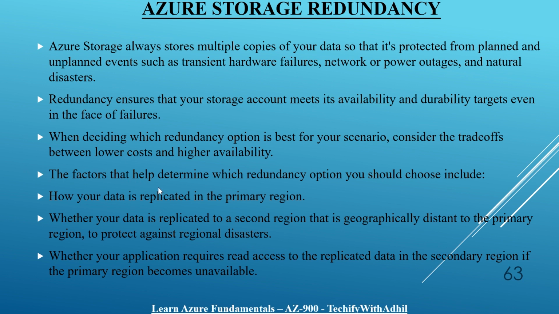So the factors that help determine which redundancy option you should choose include how your data is replicated in the primary region. This is one of the important factors. The next factor is whether your data is replicated to a secondary region that is geographically distant from the primary region, to protect against regional disaster. Another is whether your application requires read access to the replicated data in the secondary region if the primary region becomes unavailable. So these are the important factors to take note of when we are deciding on the redundancy option.